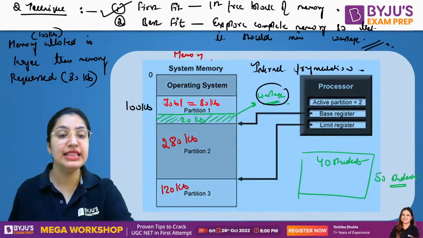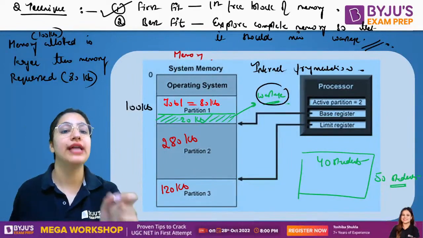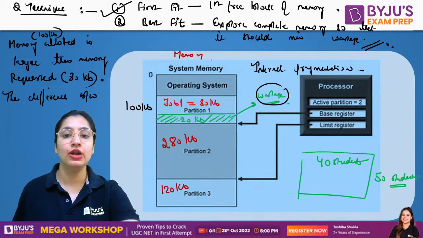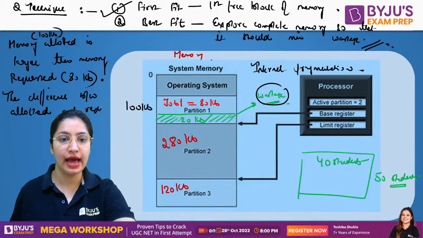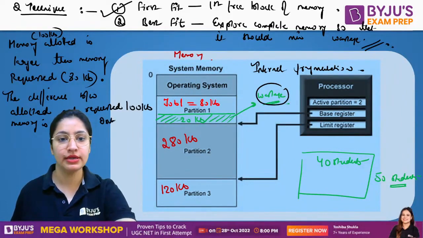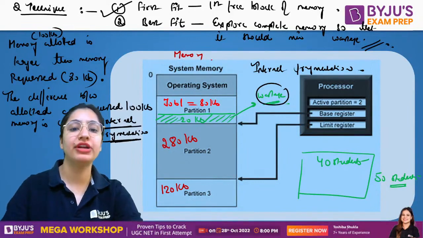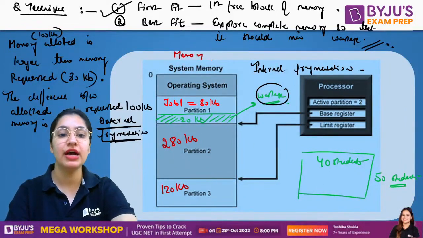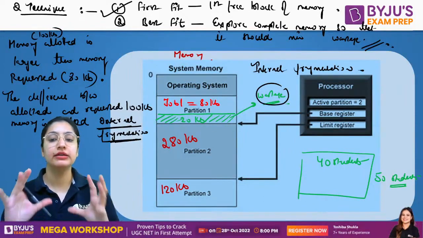So when the allotment is larger compared to the request, the difference between them is called internal fragmentation. The difference between allotted and requested memory is called internal fragmentation. So this is the technical definition of internal fragmentation, and this is the problem we suffer from in the case of fixed partitions of the memory. Whenever we create fixed partitions, we have this type of issue occurring in the memory, which is called internal fragmentation. Yes, everyone.